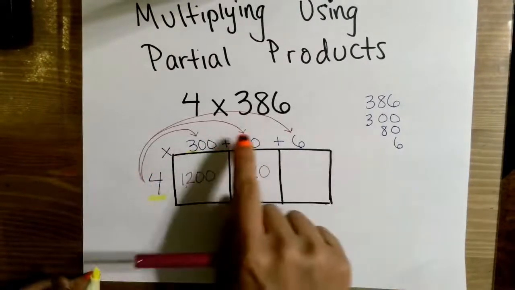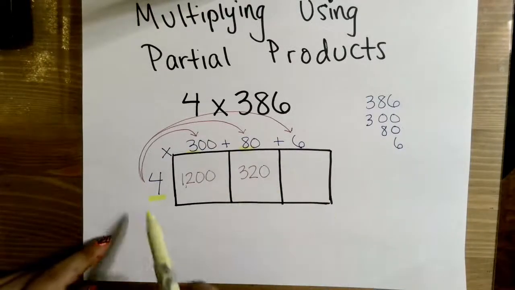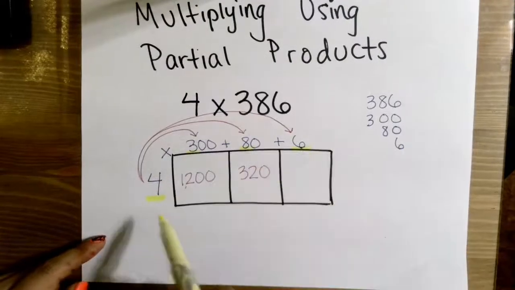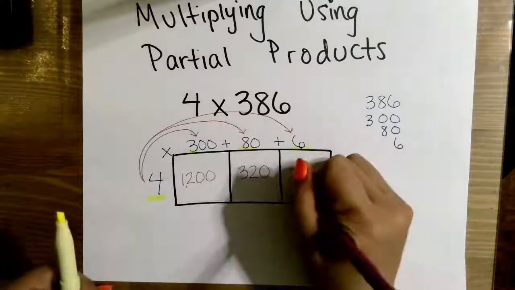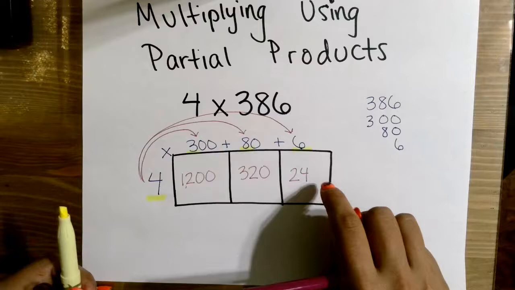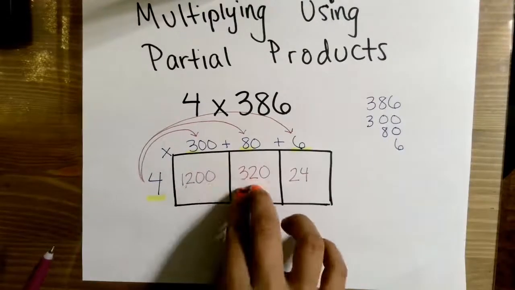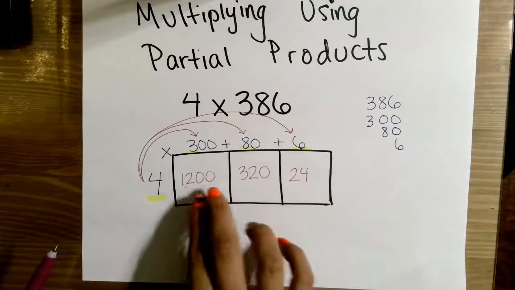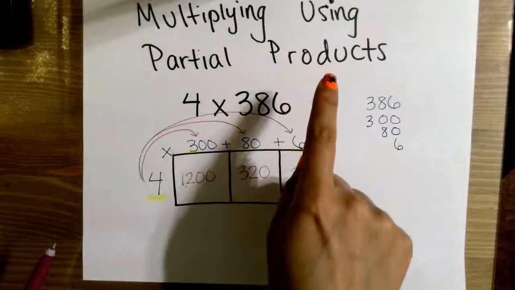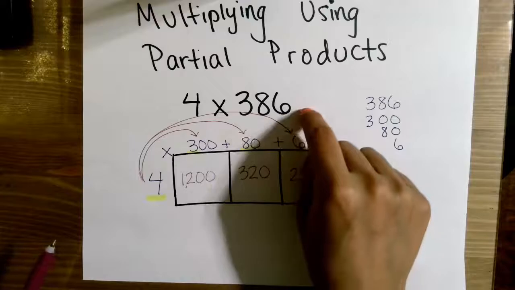So 4 times 80 equals 320. Then my last partial product, 4 times 6. 4 times 6 is 24. I didn't ignore any zeros here, so it's just the product of 24. Now you'll notice I got an answer here, an answer here, an answer here. Each of these answers is a partial product, meaning it's part of the answer to the real problem.